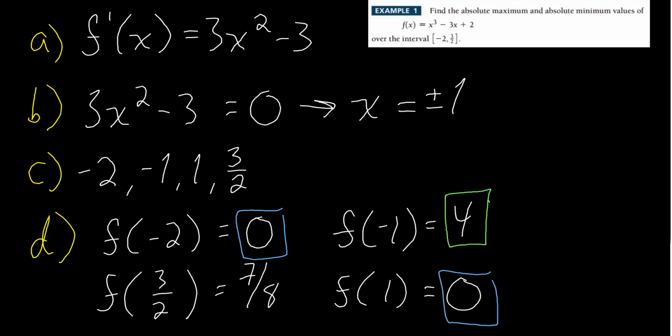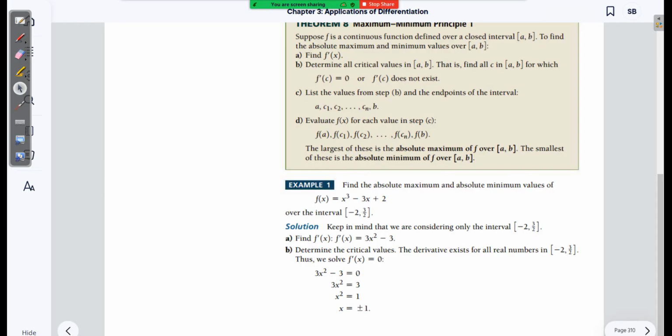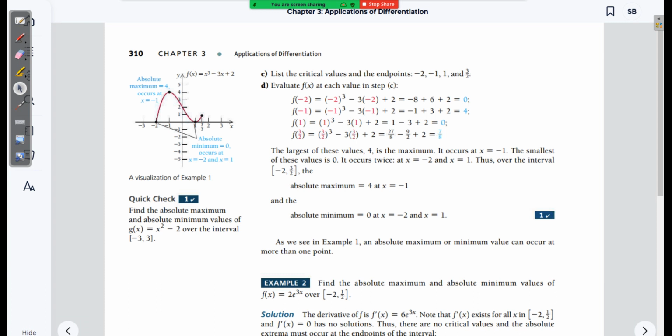So this tells me that on this graph, we're going to have one maximum. The maximum is going to be located at the point -1, 4. Let's put the laser, -1 and 4. And then the minimum, we're going to have two minimums, located at -2, 0 and at 1, 0. Let's go ahead and snip the graph here.